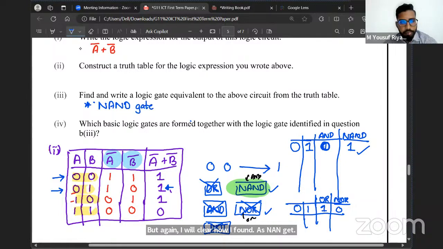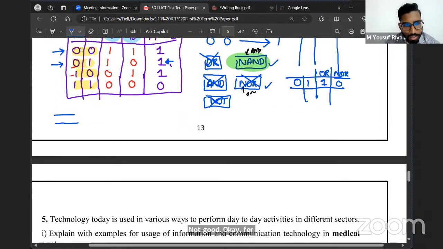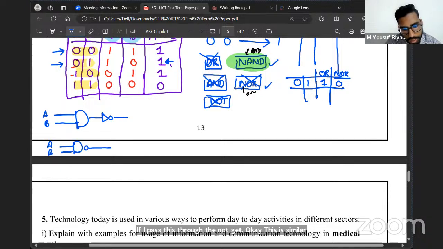Perfect. The next question: which basic logic gates are formed together with the logic gate identified in question B3? To form the NAND gate, what are the two gates we normally combine? Exactly, the AND gate and the NOT gate. For example, if I have the AND gate with A and B, and I pass this to the NOT gate, this is similar to getting A and B and passing this to the NAND gate directly. This is how the NAND gate will look. Is that clear, all of you?